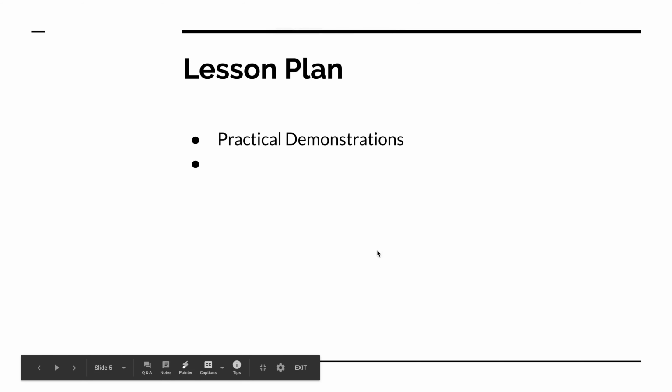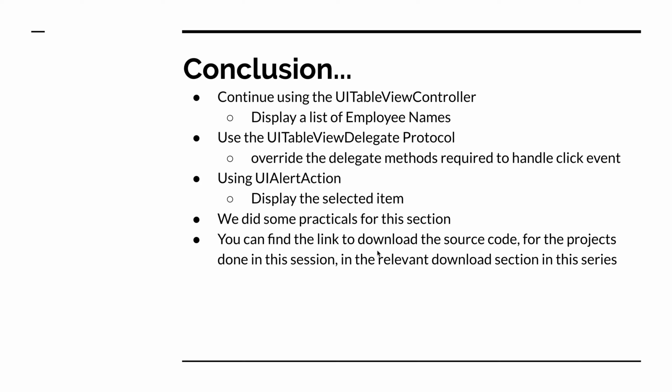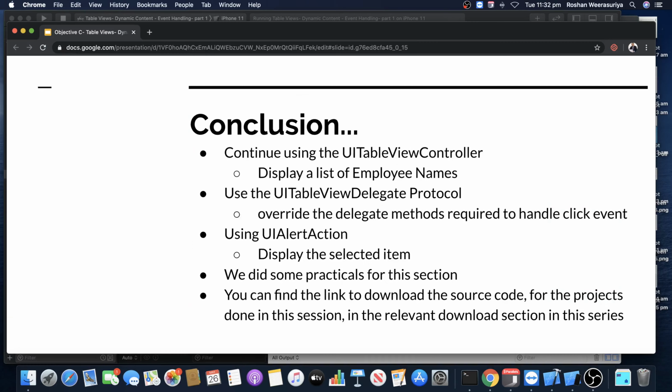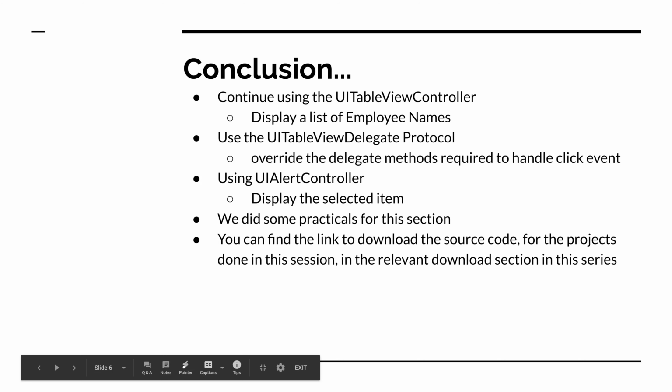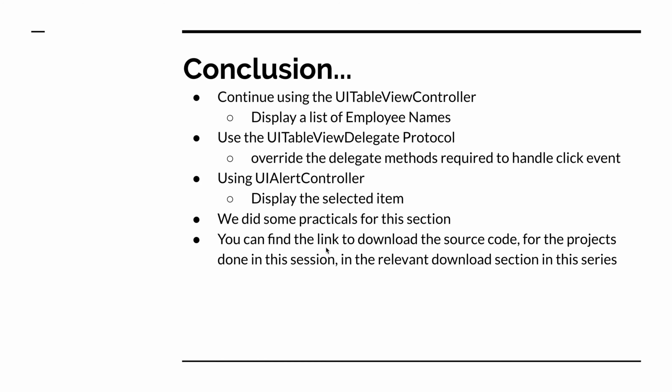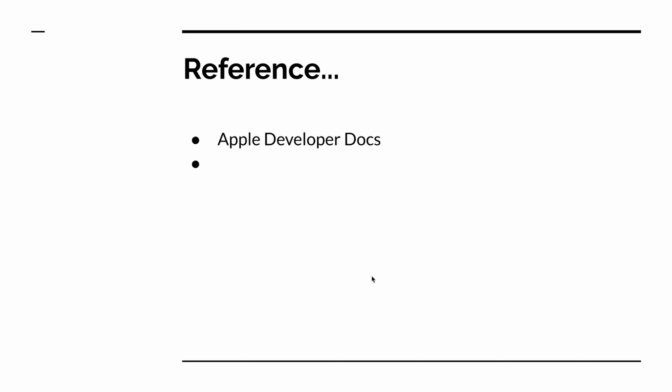Okay friends, so we did the practical demonstration. Conclusion: we continued to use the UITableViewController to display a list of names, and the important thing is we used the UITableViewDelegate protocol and overrode the delegate methods required to handle the click event. We used the UIAlertController to display the selected item, and we did some practicals. You can find the link to download the source code for the projects done in this session in the relevant download section in this series. For reference, we used Apple Developer Docs.